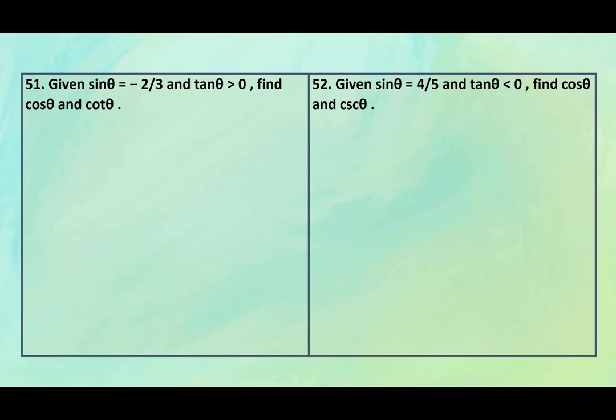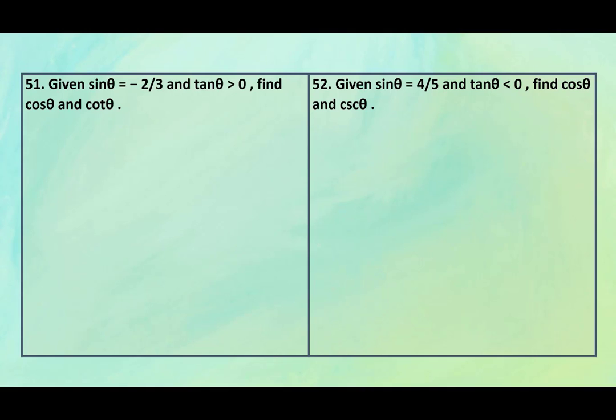So, example number 51, we're given that sine of theta is equal to negative 2 over 3, and we also know that tangent is positive. So our goal here is to find cosine and cotangent.